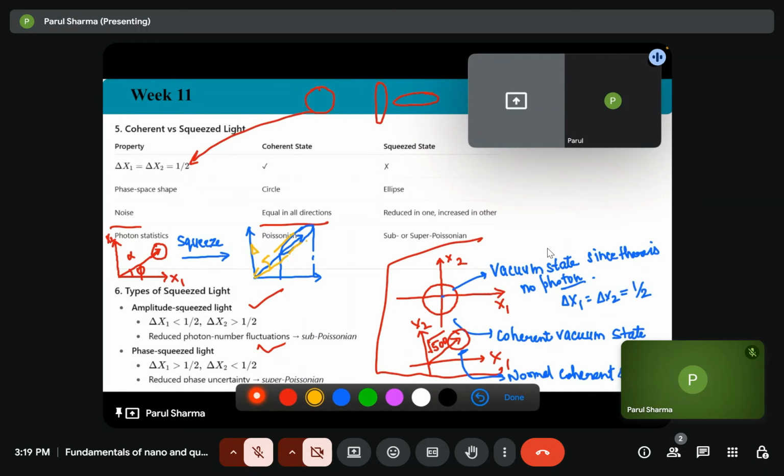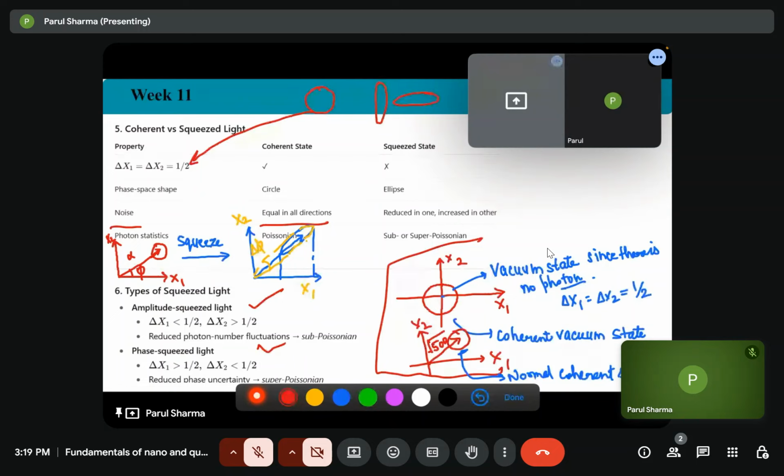So now it will be delta phi. This is x1. This is x2. So now this stretched region, the region of uncertainty is stretching radially, and we have compressed the azimuthal angle. So we are increasing the uncertainty in number of photons.